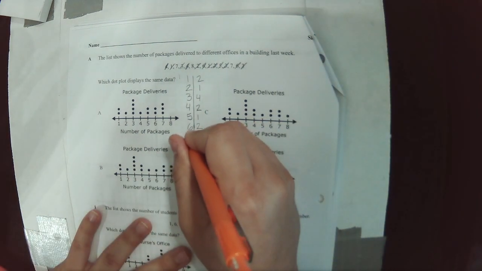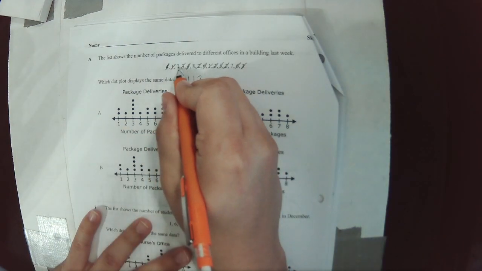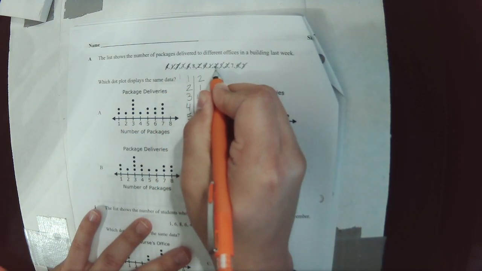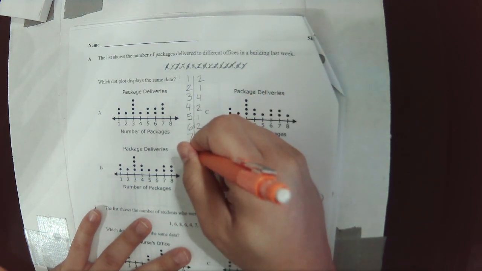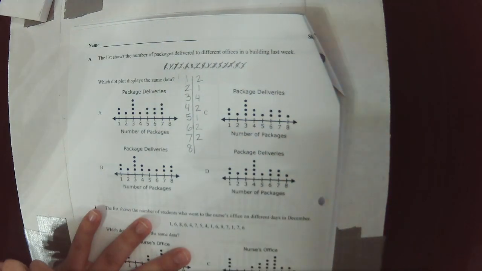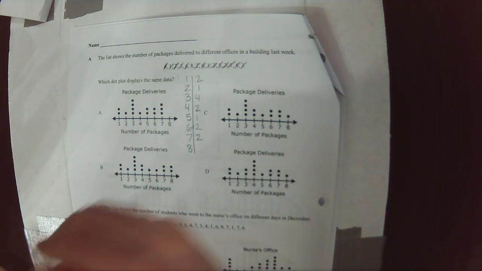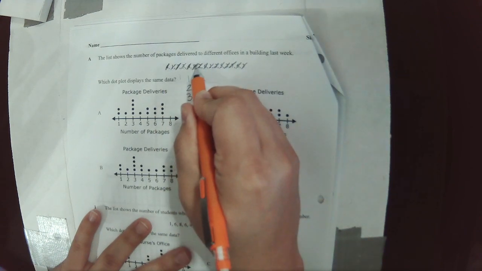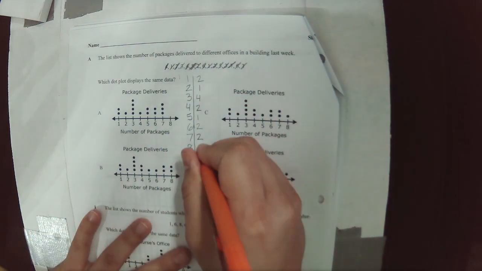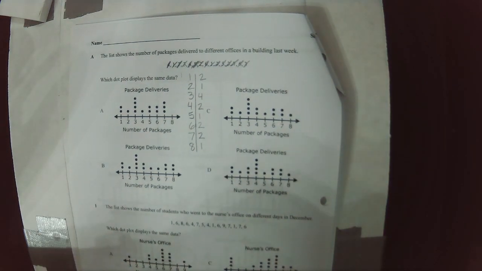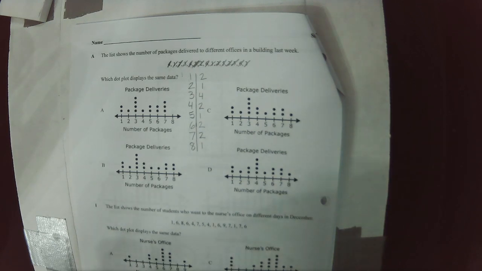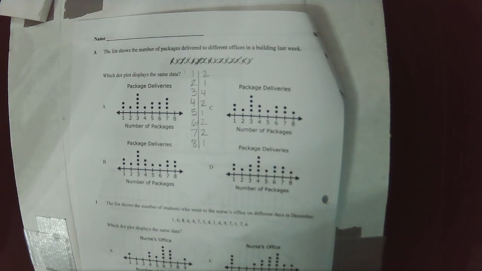Okay, the number 7. 1 time, 2 times. One more. Number 8. How many times do we see the number 8 in the list? Just 1 time. I don't want to leave my numbers all mixed up like that because it'll make my job harder. I want it to be as simple as possible.